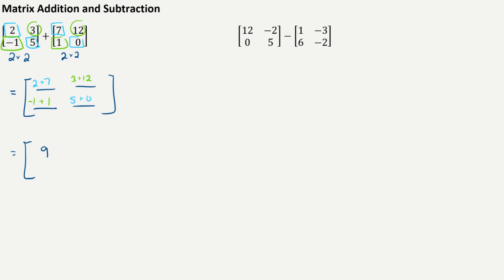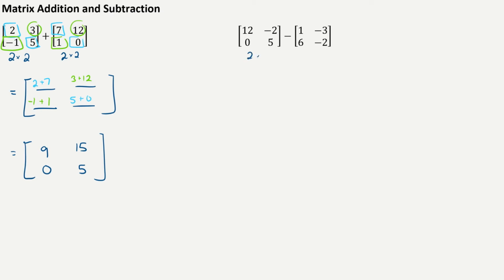2 plus 7 is 9, 3 plus 12 is 15, -1 plus 1 is 0, and 5 plus 0 is 5. And there's your resulting matrix. It is still a 2x2, and all I did was add the entries together. So then what about subtraction?